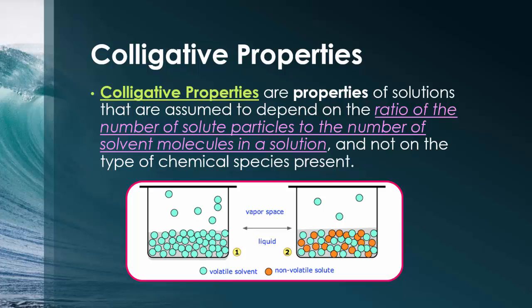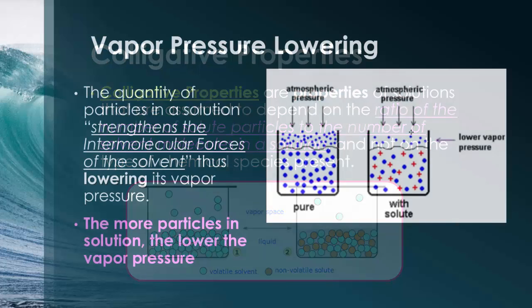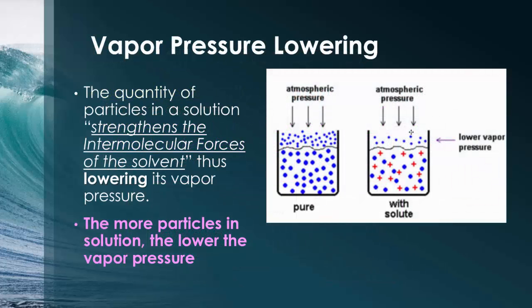Right. So if you notice in the picture on the left-hand side, you have what we call a pure substance. It's just one type of volatile solvent. But on the right, we're noticing now we have some sort of homogeneous mixture between the two. And you're also noticing that there's less vapor when you add the non-volatile solute into your solution. There's also more chaos in the system too. So the quantity of particles in a solution strengthens the intermolecular force, thus lowering the vapor pressure. So the more stuff you put into your solution, the lower your vapor pressure is going to be.